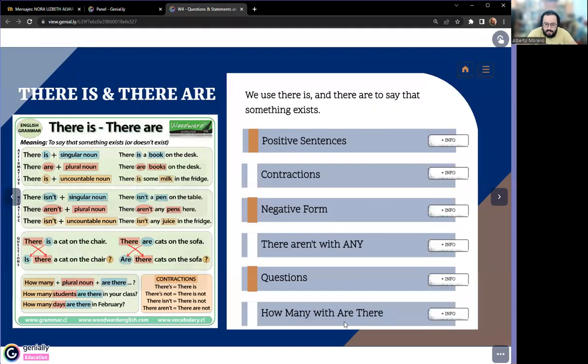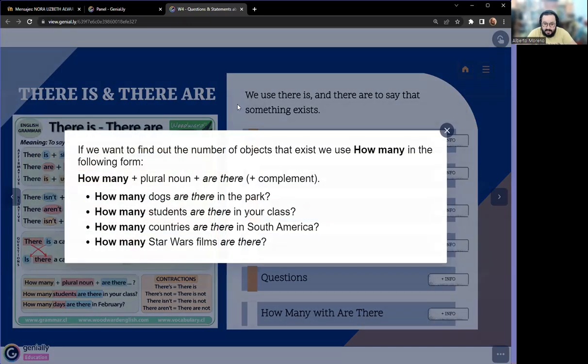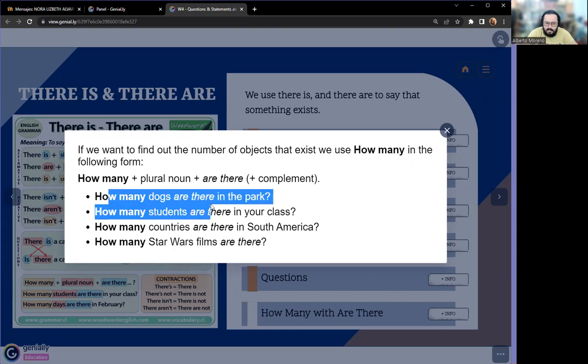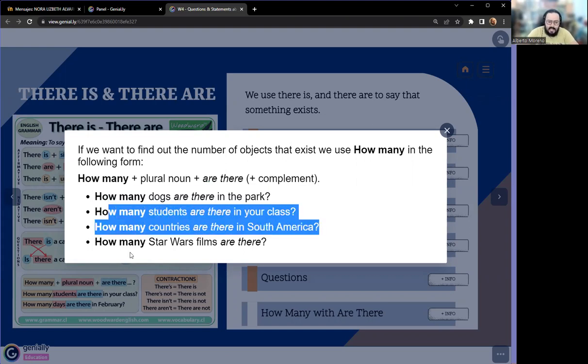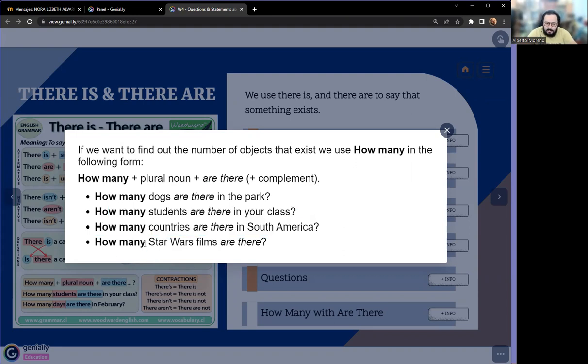So those are the questions, and we can mix how many and are there. We can use both structures in the same question. If we want to find out the number of objects that exist, we use how many in the following form: how many plus a plural noun, obviously countable, and then the question are there plus the complement. How many dogs are there in the park? How many students are there in your class? And how many countries are there in South America?